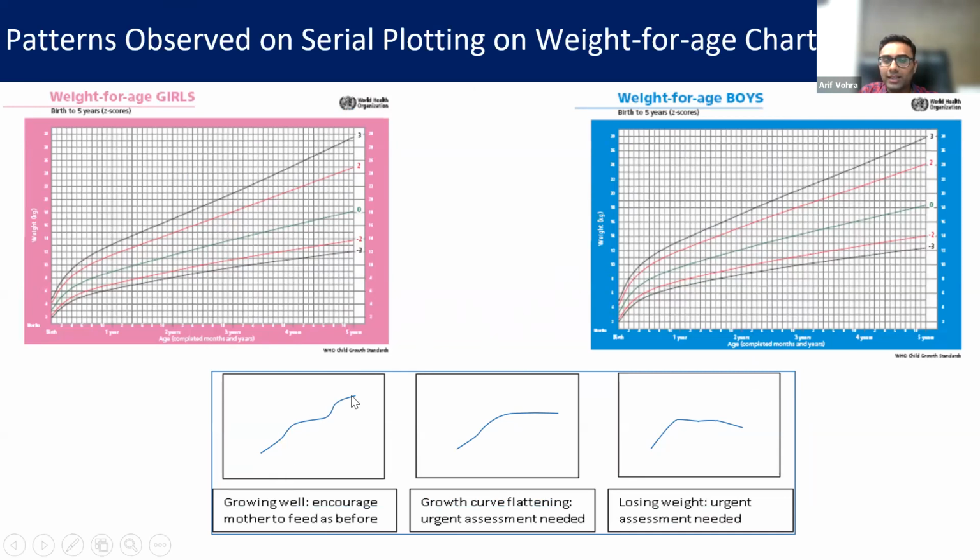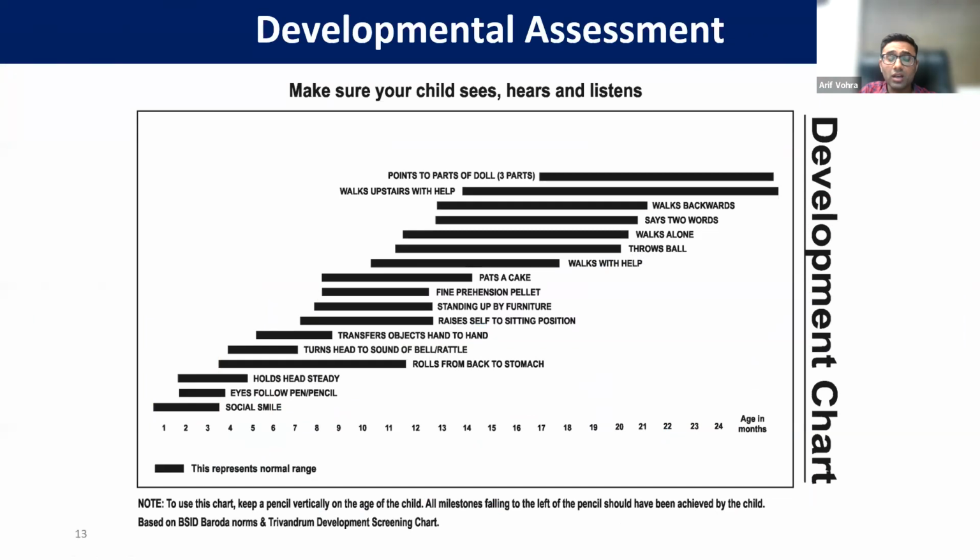Here you can see that this line goes parallel to the green line and the child is growing well. Curve flattening suggests urgent assessment and the child needs to be seen by the pediatrician. A line that goes below the red line suggests the child is losing weight, and we need to assess this child immediately.